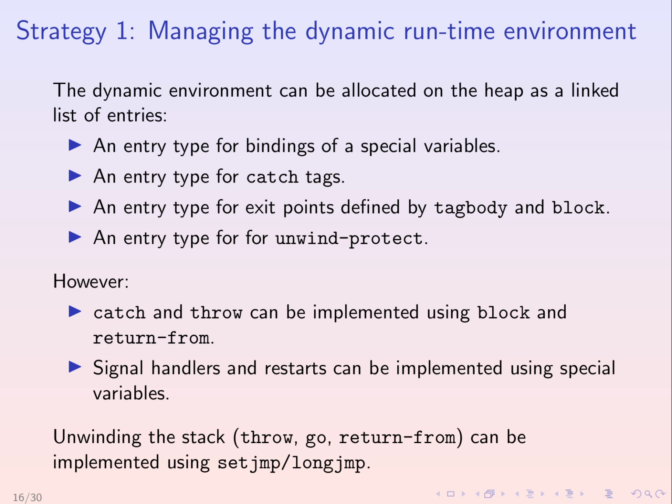One thing we do need in the core, though, is to be able to unwind the stack. We need to be able to abandon part of the stack when something like throw, go, or return-from is executed. And this functionality can be implemented using the C functions setjmp and longjmp.